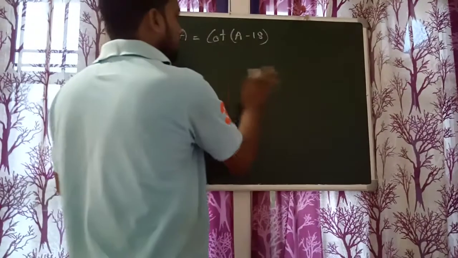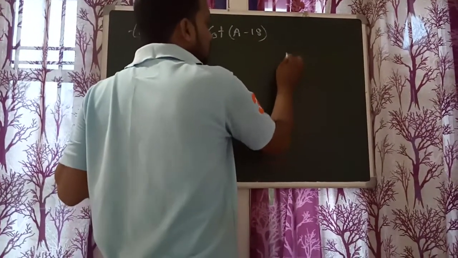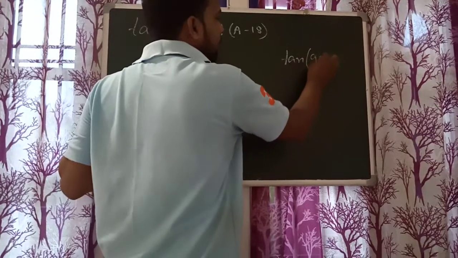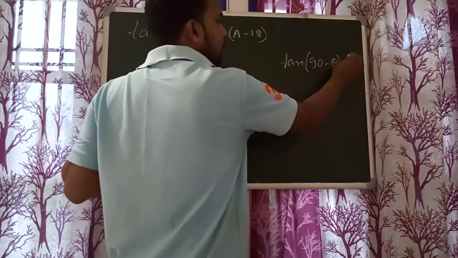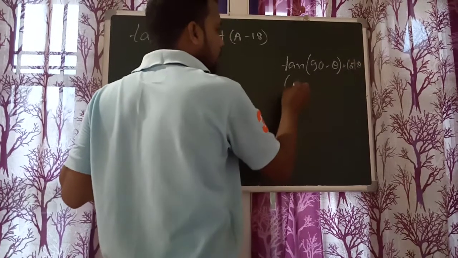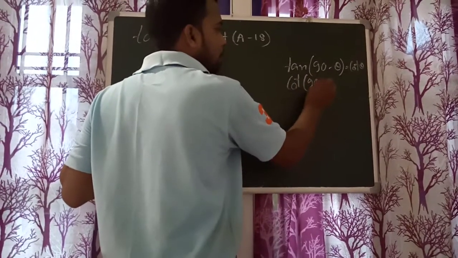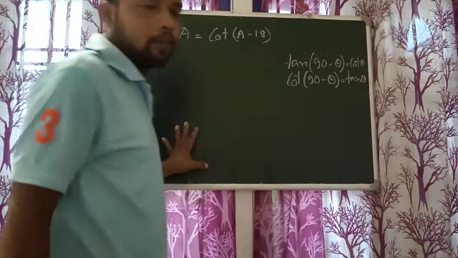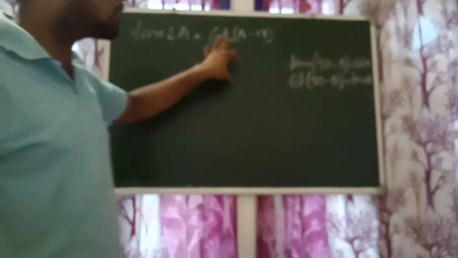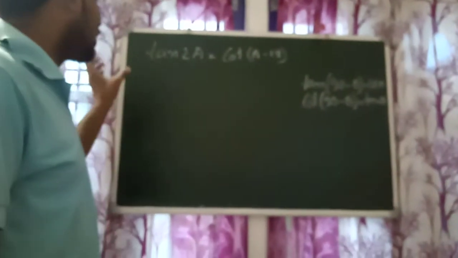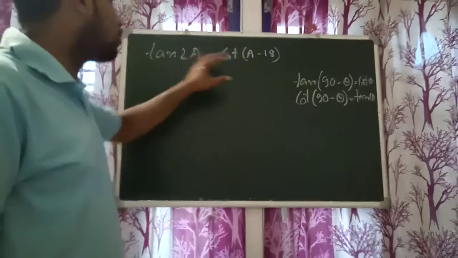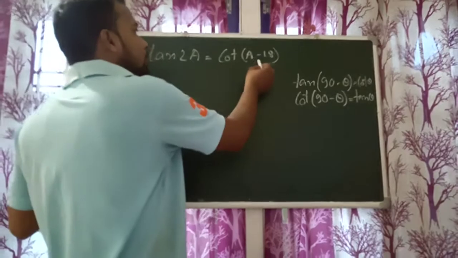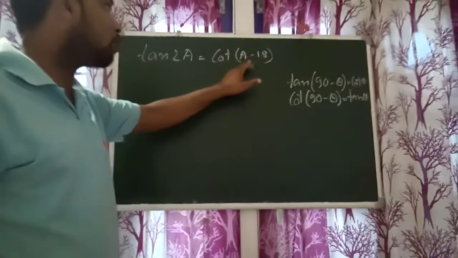See here how to do it. We know tan of 90 minus theta is equal cot theta and cot of 90 minus theta is equal tan theta. We know this thing. Okay? Now see here, one is in cot, one is in tan. Out of these two, first you have to sense one. But sometimes if you sense this one, there may be a wrong answer because there are two terms.